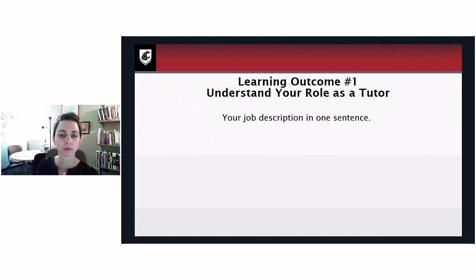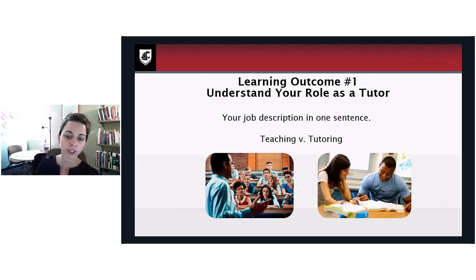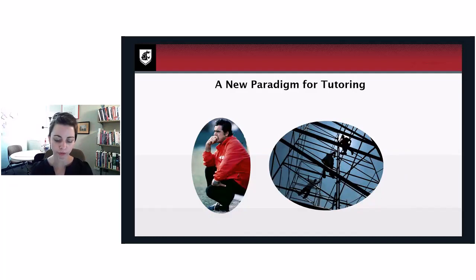So the first learning outcome of the 3 that we're going to go over today is understanding your role as a tutor. Many students, when asked what is your job description as a tutor, they think that it's just an extension of the instructor or the teacher. But tutoring is really very different than teaching. Tutoring is being on the sidelines, like being a coach. Tutoring is providing resources, encouragement, support, content information, and guiding the student through levels of understanding, which is very different from being a content expert with all of the answers.